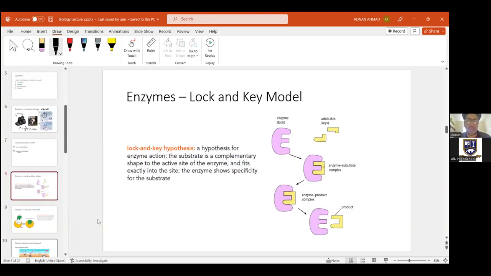Just like a specialized key opens a lock, similarly, a special substrate can only fit into an enzyme.